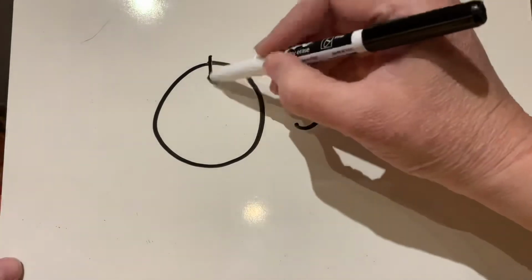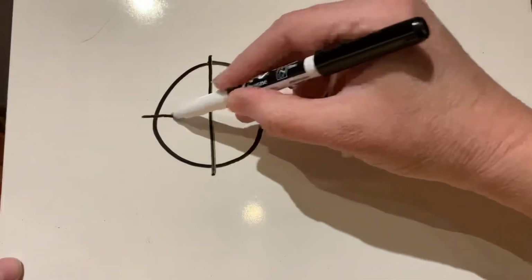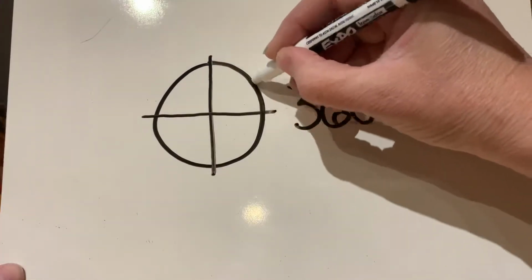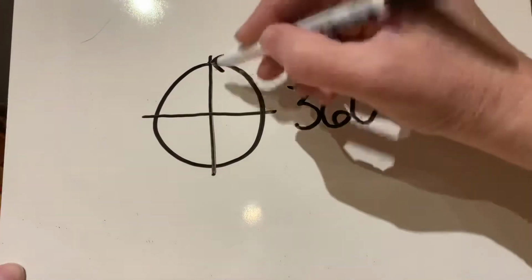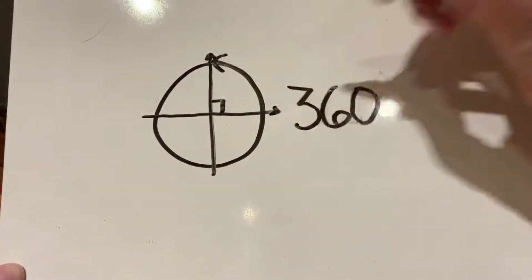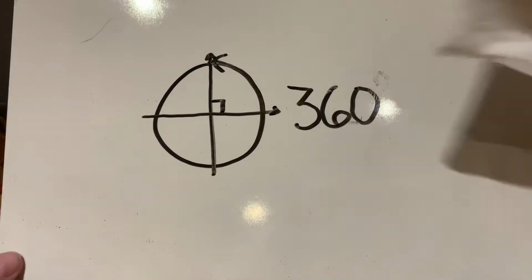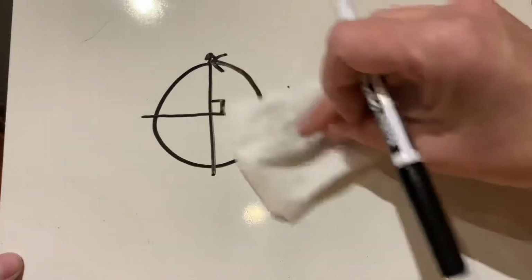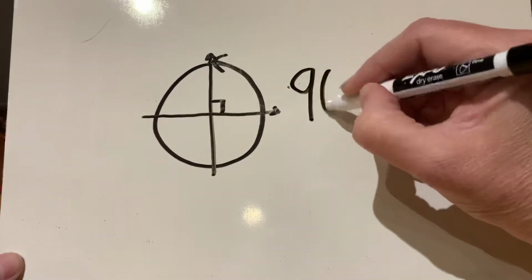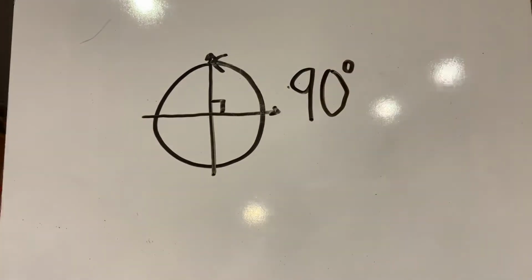Now a right angle is 1/4 of the way around a circle. So starting here, it goes 1/4 of the way. That forms a right angle. Now, a right angle being 1/4 of the way, when we take 1/4 of 360 is 90. So a right angle is 90 degrees.